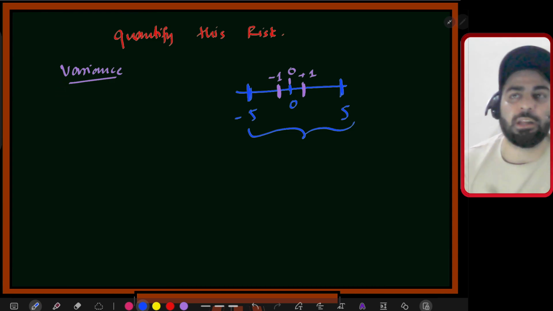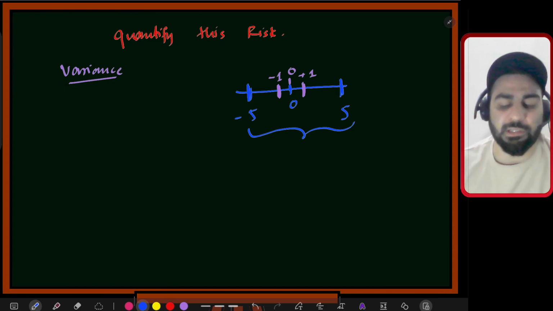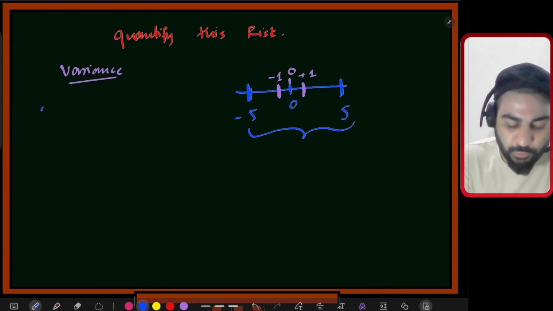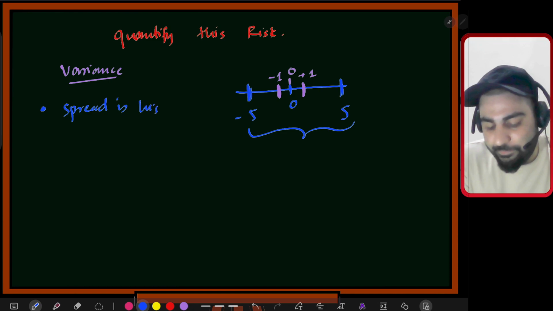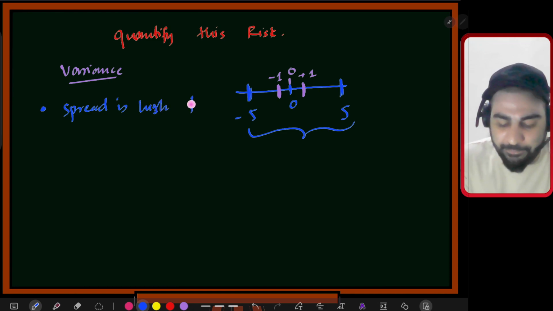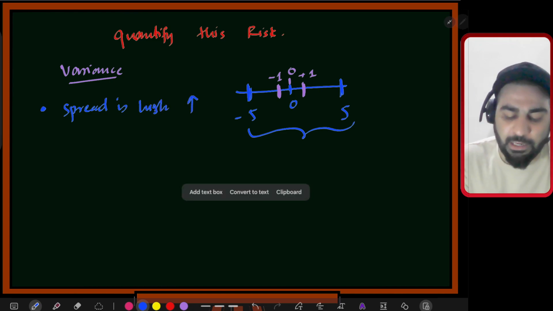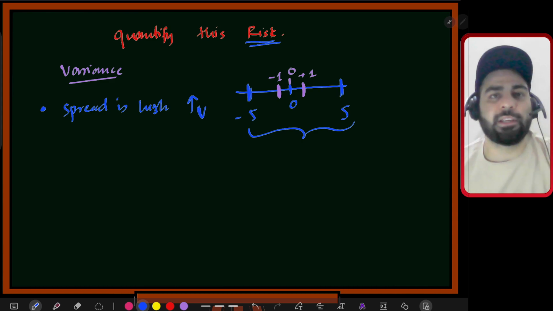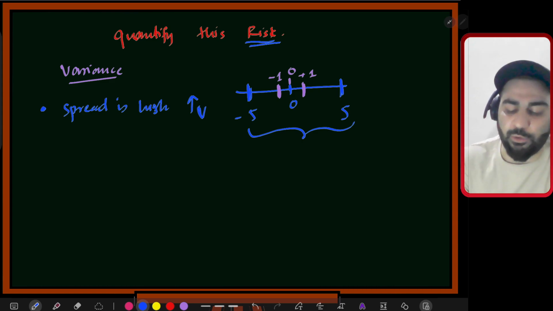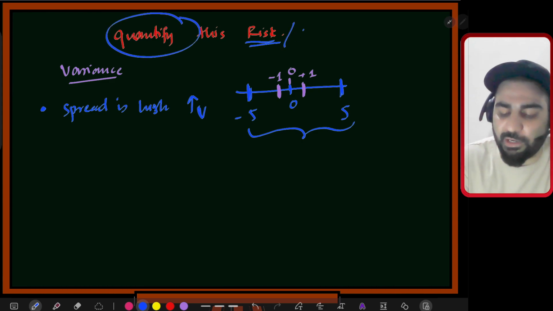I am not defining the variance directly. I am telling you what property this number should have. If spread is high, that number should be high. Whatever number we come up with, let's call that number variance V. Or in terms of risk, if the risk is high, that number should be high. Because what we are trying to do is quantify this risk, or quantify the spread.